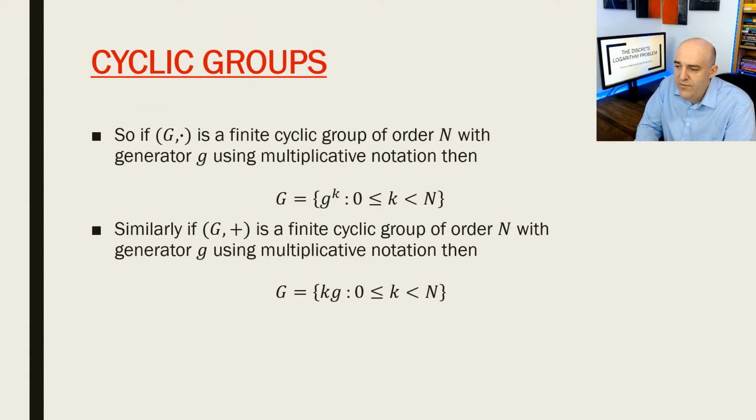Just to summarize that, if we have a finite cyclic group using multiplicative notation, and the generator is lowercase g, that means the set capital G is just the powers of g, g to the k, where k ranges from 0 to n. When k is 0, we get the identity, right? g to the power of 0 is the identity. And then the other elements are proper powers of g. And if we're using additive notation, then the set capital G is just k times g, where k ranges from 0 to n. Exactly the same thing.